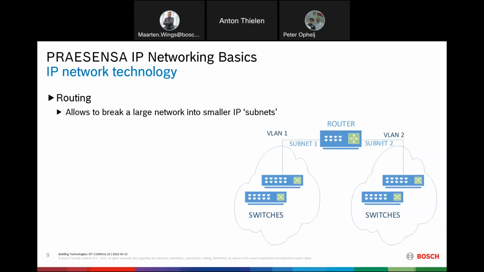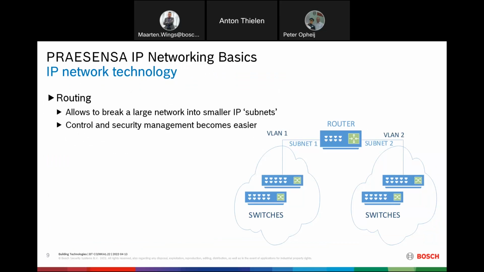Routing, yeah, that's used to break a large network into smaller IP subnets. That's also, I think, a little bit what I explained in the previous picture. But here we have a router indicated which separates two subnets. On one side it's VLAN 1, and on the right side it's VLAN 2 defined. And so they are in line with each other.